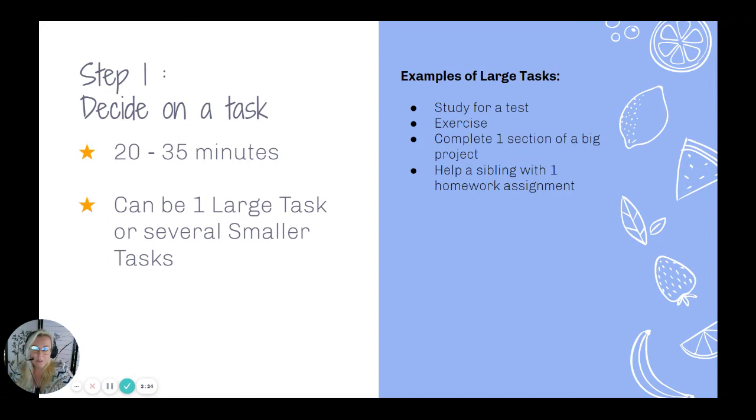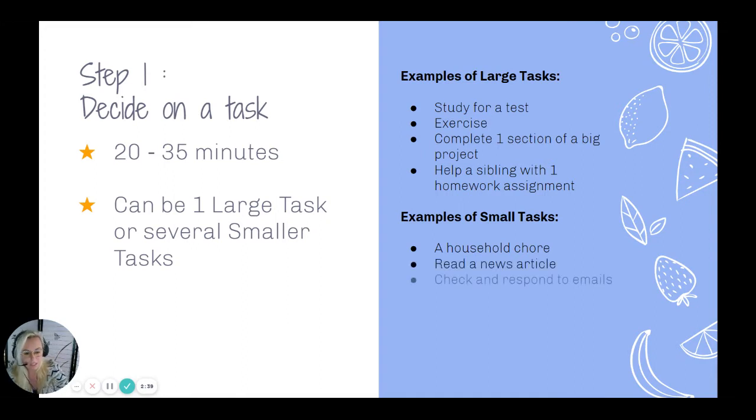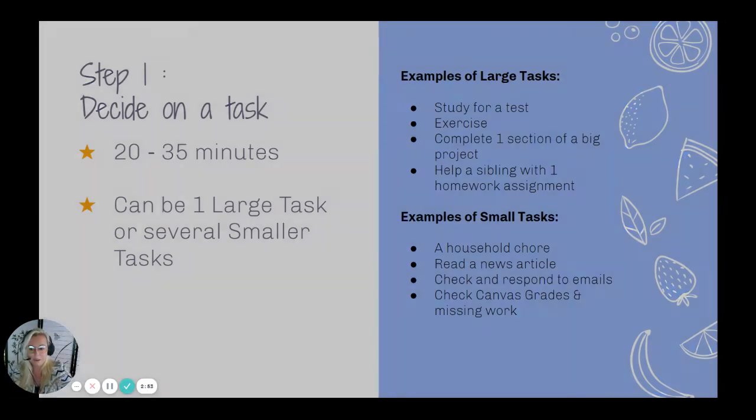And then if you have some small things that need to be done that don't quite fit that 20-minute, 35 minutes, you can do some small tasks. So a household chore. Yeah, I can do dishes. That sounds like a 10-minute thing. Read a news article. I don't have any reading to do tonight. I do need to check and respond to my emails, so I can do that in about 10 minutes. And then I do need to check Canvas for my grades and my missing work. So then you can fill up 30 minutes with those tasks. And then you feel like, okay, I got a lot accomplished in that time period.